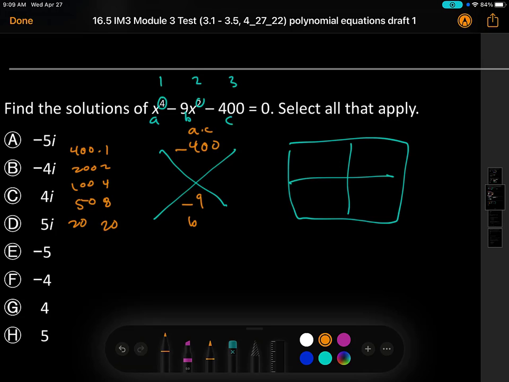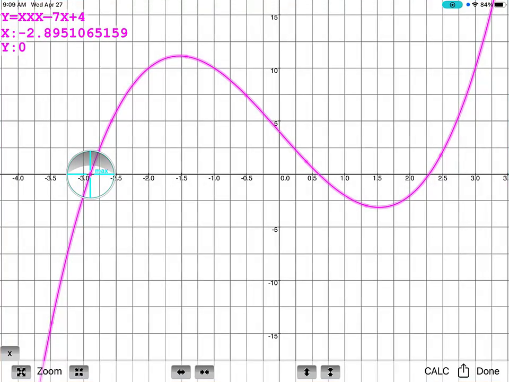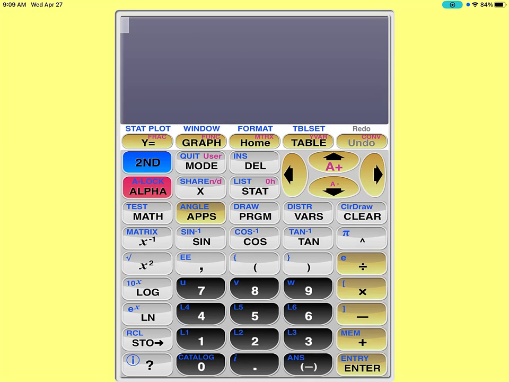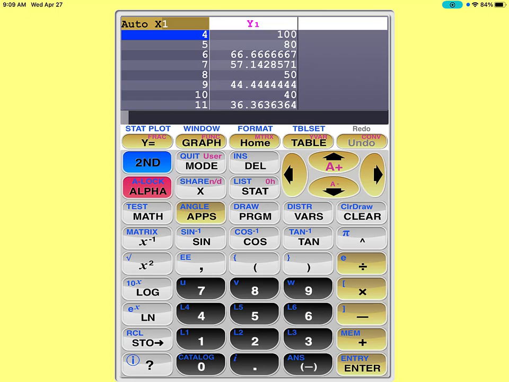There's another strategy you can use. If I go to my graphing calculator and I just do 400 divided by x, I'll show you what I'm doing. And then I'm just going to go to my table. Basically, if 400 divided by, say, x is 4, that gives me an answer of 100 there.